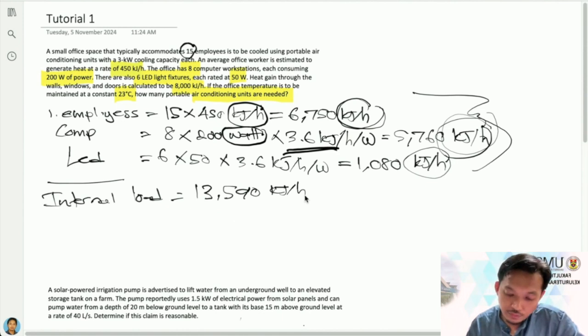But if you look into the question, there is also heat gain through the walls, windows, and doors, and it is calculated as heat gain.